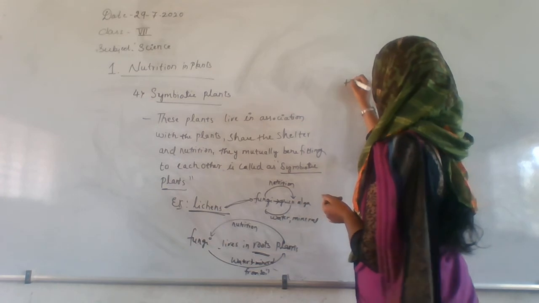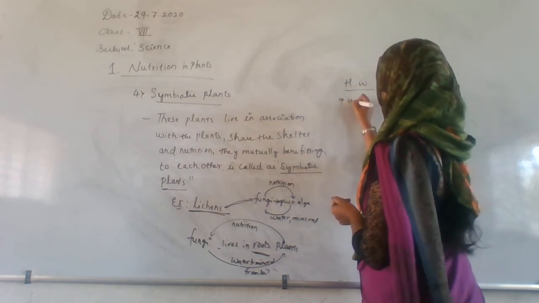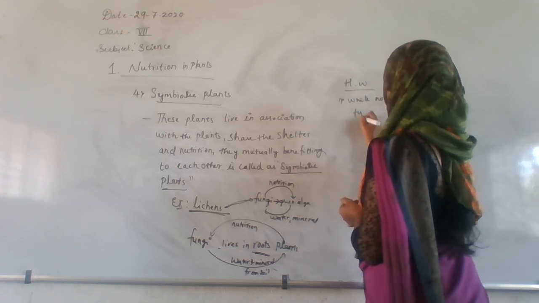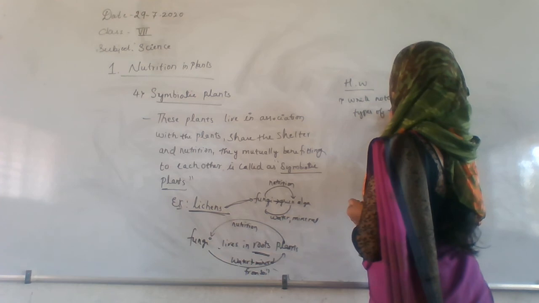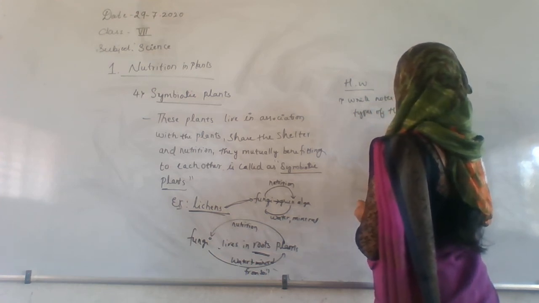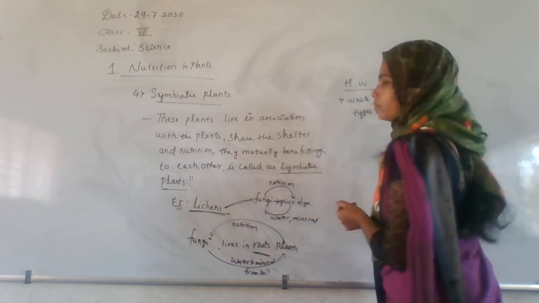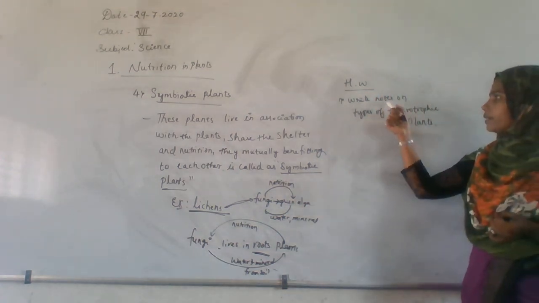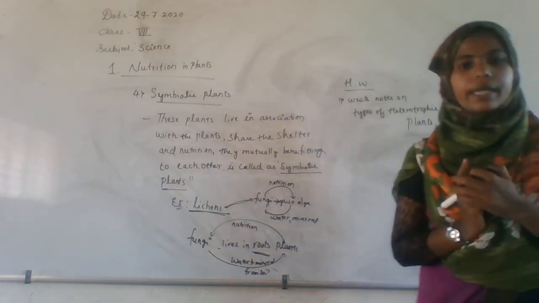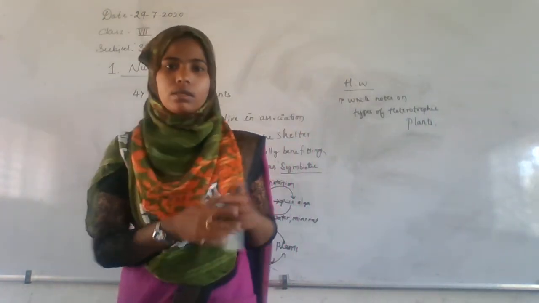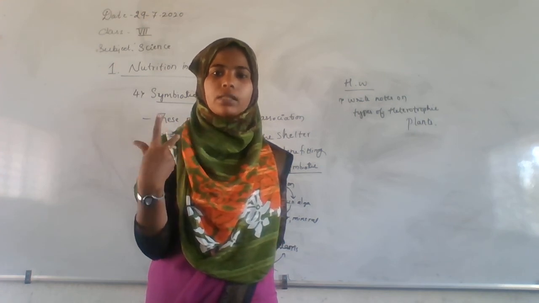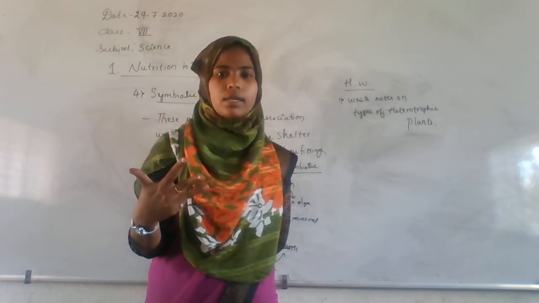Okay, and your today's homework is to write notes on types of heterotrophic plants. I already told you all the types and explained them. Then just write a note on the first one, parasitic plants, saprophytic plants, insectivorous plants, and the last one is symbiotic plants.